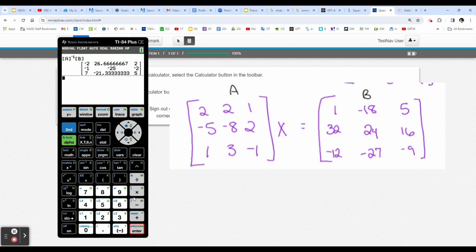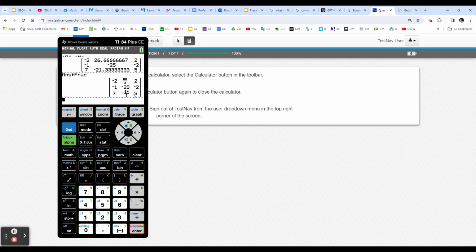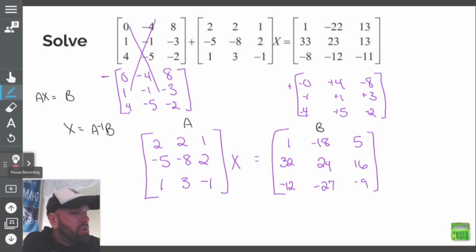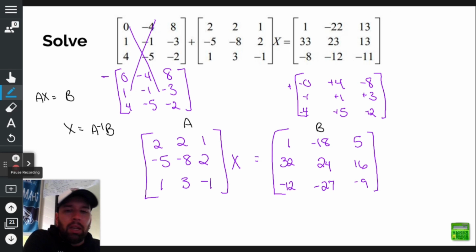Although they're not the worst in the world, they're definitely not pleasant. I wonder if by hitting math, frac, it'll put them in fractions for me. Let's find out. Yes. So there you go. You learned 2 things today. That's how I'm going to write it out. All right. Not too good, but not too bad either.